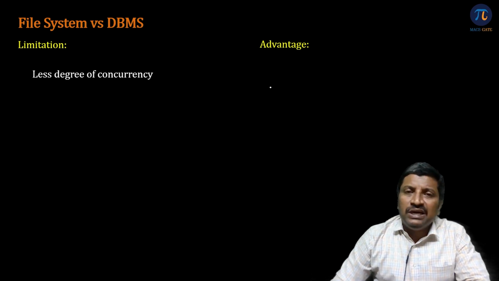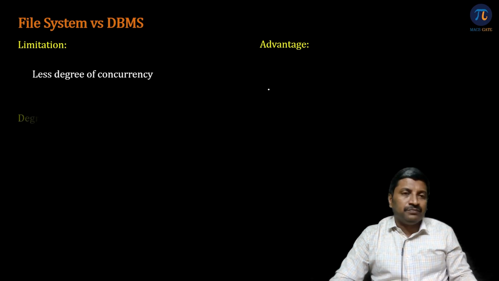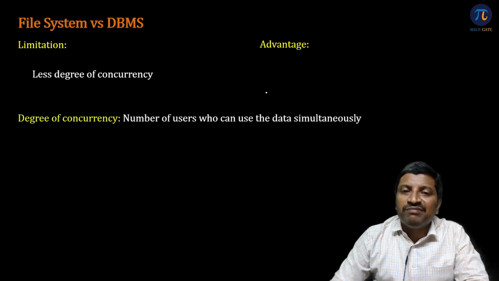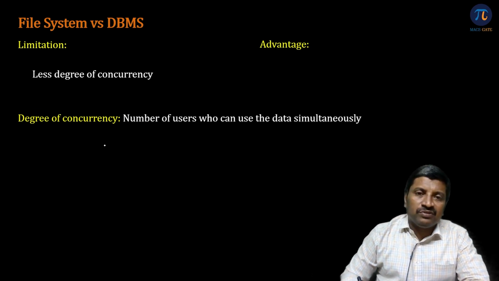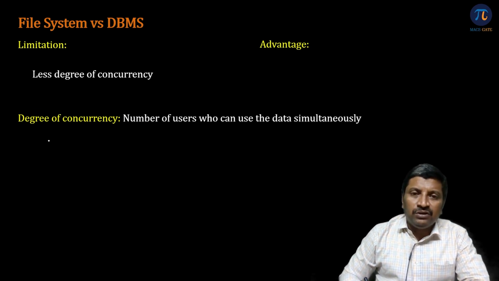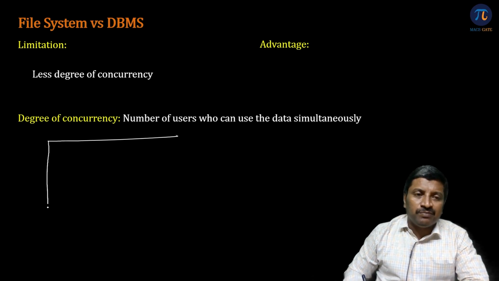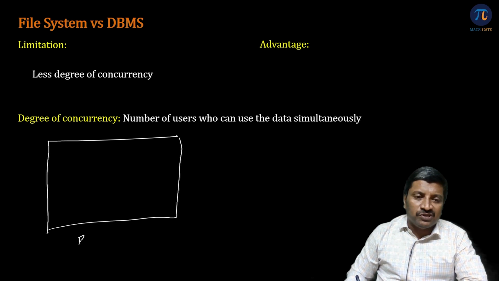The next one is less degree of concurrency. What is degree of concurrency? The number of users who can use the data simultaneously. Suppose we are maintaining the data about reservations.